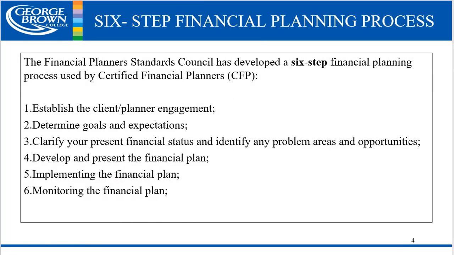The Financial Planners Standards Council has developed a 6-step financial planning process used by certified financial planners. And the 6 steps are: number 1, establish the client planner engagement; number 2, determine goals and expectations; number 3, clarify your present financial status and identify any problem areas and opportunities; number 4, develop and present the financial plan; number 5, implement the financial plan; and finally, number 6, monitor the financial plan.